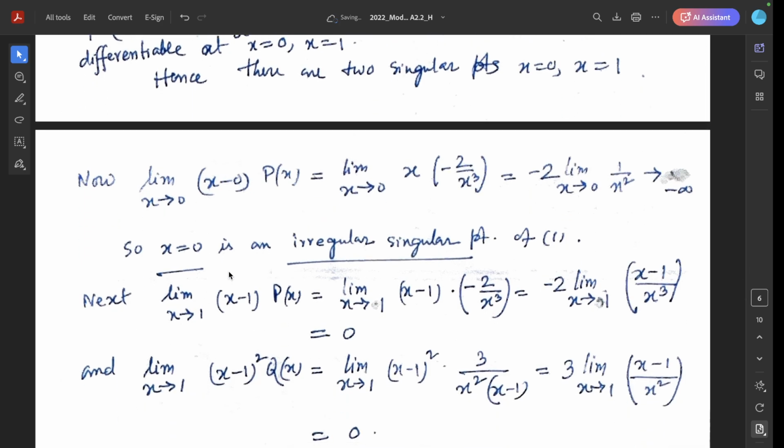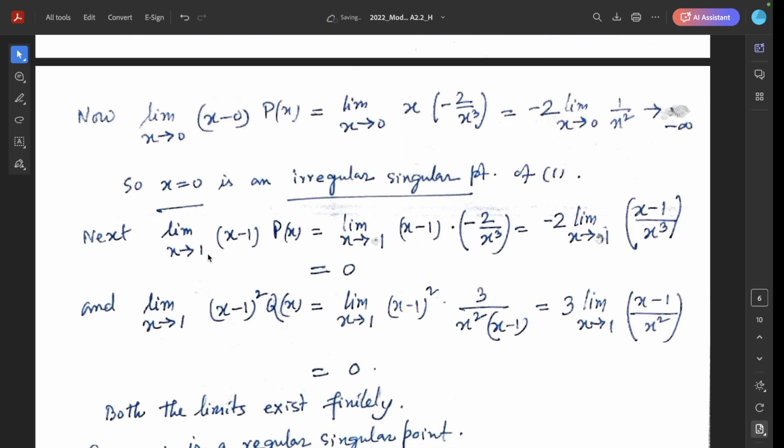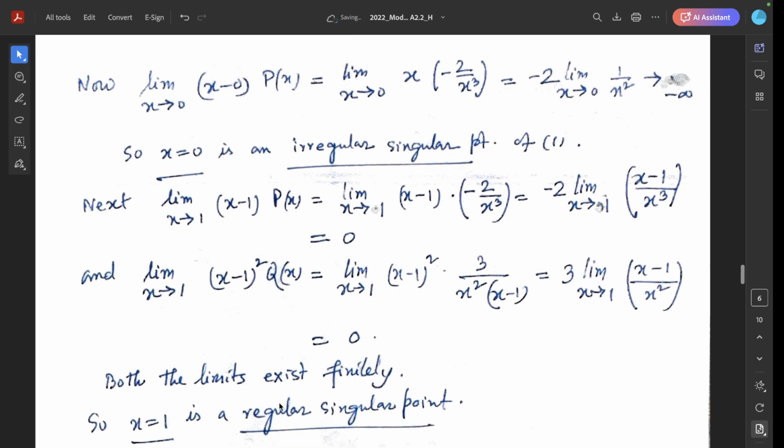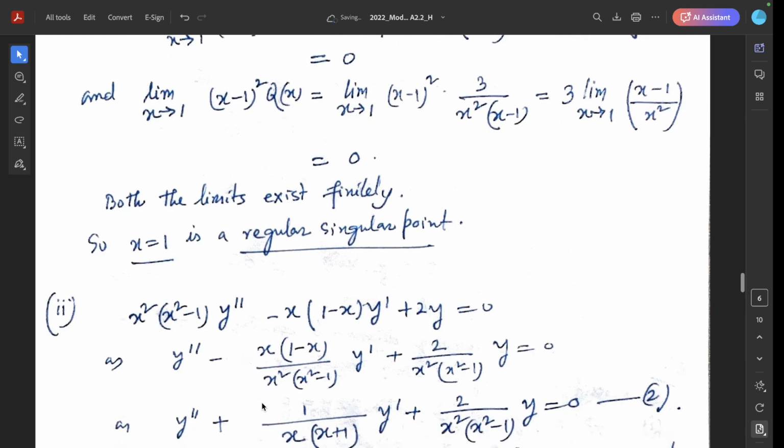Next, to check at the point x equal to 1: limit x tends to 1 of (x minus 1) p(x) equals 0, and limit x tends to 1 of (x minus 1) whole square q(x) also equals 0. So both limits exist finitely, so x equal to 1 is a regular singular point.